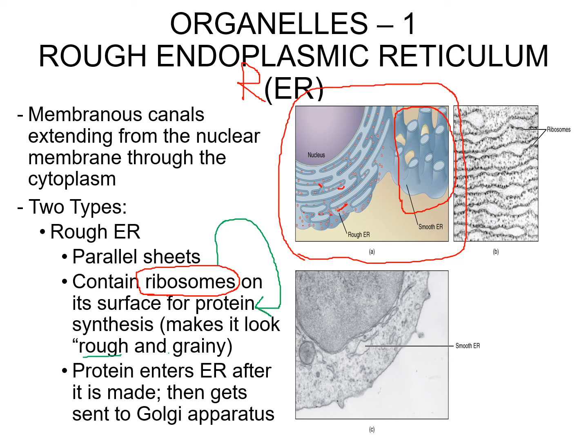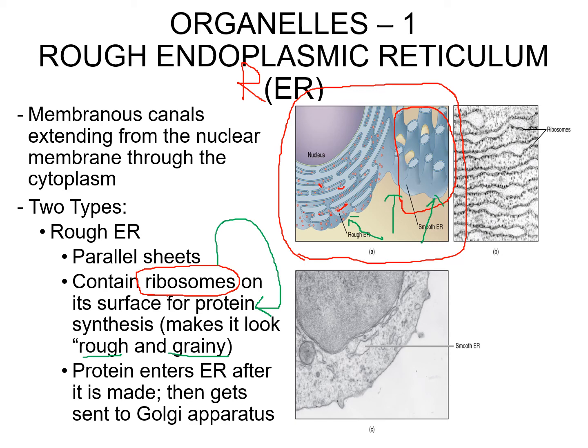So the reason why it's called rough endoplasmic reticulum is because all these ribosomes make it look rough and grainy. If you were to picture like a magic school bus, or if you were to shrink down to cellular size and take a tour of the cell, you would see that all these bumps make it look rough and bumpy, where in the smooth ER there are no bumps, and therefore we would call it the smooth ER.